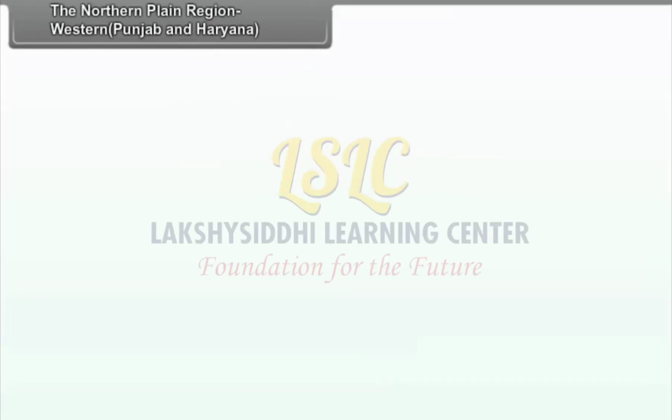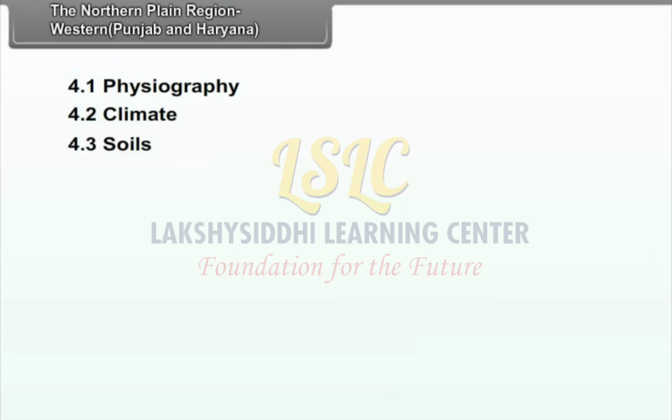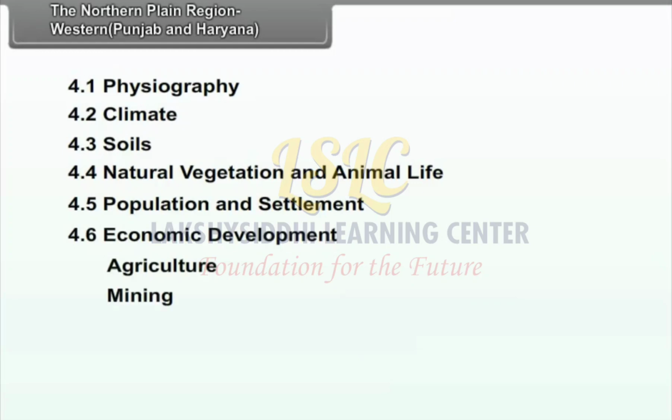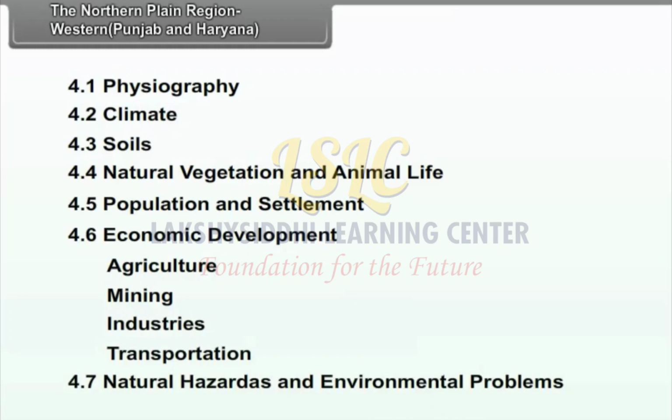Chapter 4, The Northern Plain Region: Western Punjab and Haryana. We will study the following points in this chapter: physiography, climate, soils, natural vegetation and animal life, population and settlement, economic development, which includes agriculture, mining, industries, transportation, natural hazards and environmental problems.